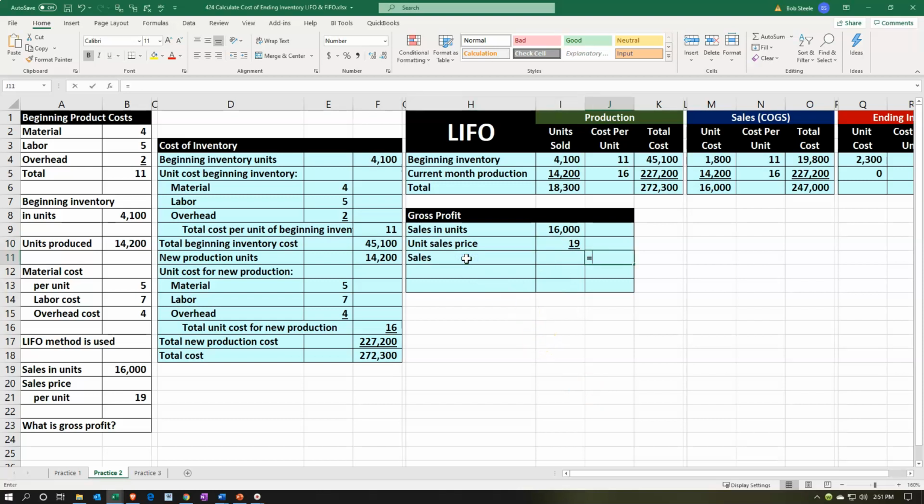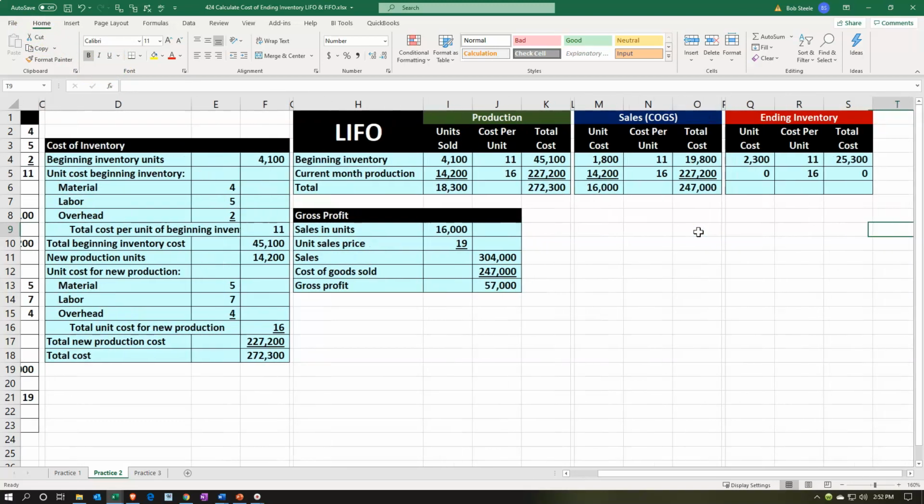So then let's multiply these out. We're going to say the 16,000 times the 19 per unit. And then we have the cost of goods sold, which we figured from our worksheet, the 247,000, to give us the gross profit. The gross profit is going to be the 304 minus the 247. Let's go ahead and put an underline here. Home tab, font group, underline.